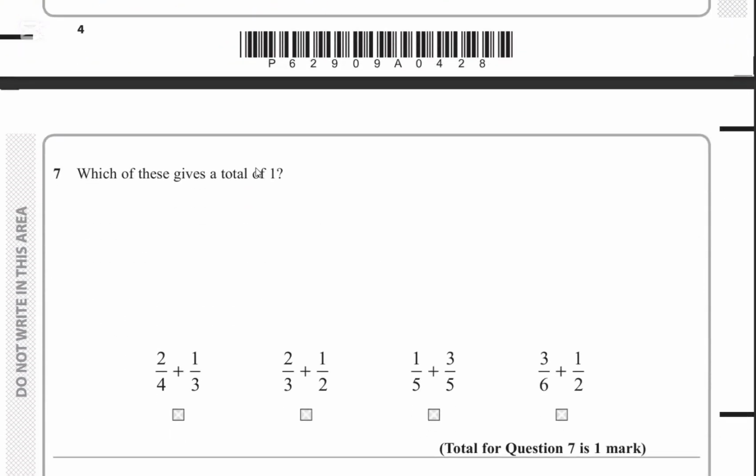All right. Now, the total of one. When you have a fraction, especially in addition, and it's the total of one, that means the numerator and the denominator are the same. For example, 7 over 7 is equal to 1, and 10 over 10 is equal to 1. So in this case, we have to add all of these options and check which one actually adds up to the same denominator and numerator.